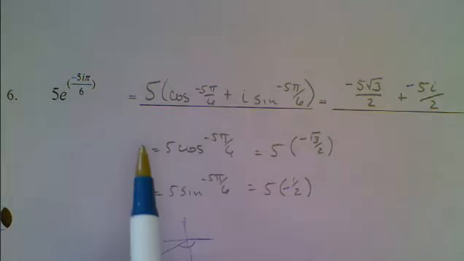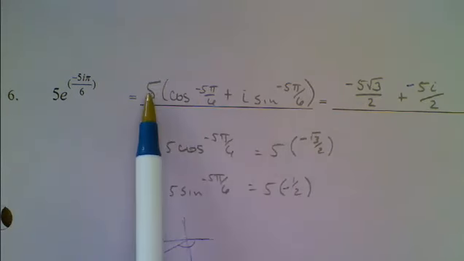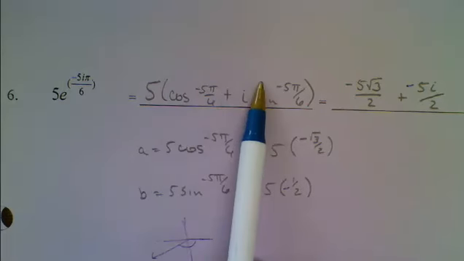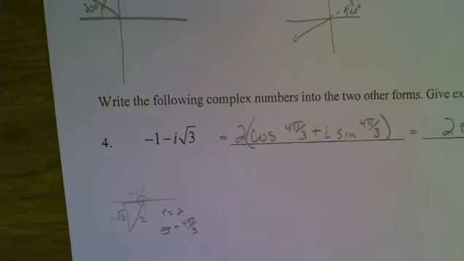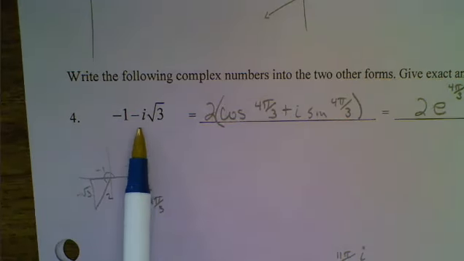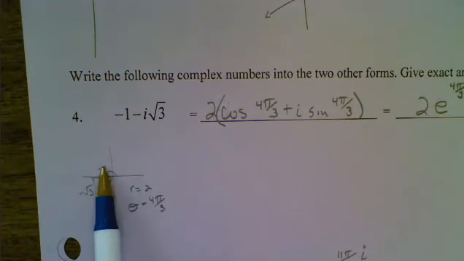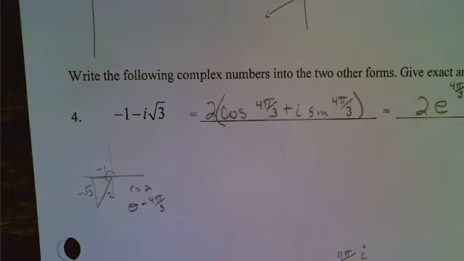Okay, so these two forms are easy to go between. When you're in polar form, to go to rectangular, just think about distributing. 5 times the cosine of my angle will get the real part. 5 times the sine of my angle will get the imaginary part. Okay, when you're given rectangular and you have to go to polar and exponential, you need to draw the picture. Find the radius and then think about what's the cosine of your angle and the sine of your angle so you can figure out what theta is.